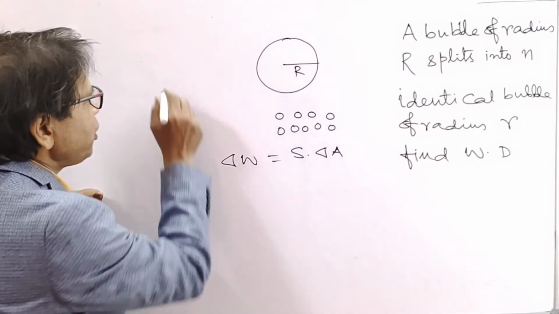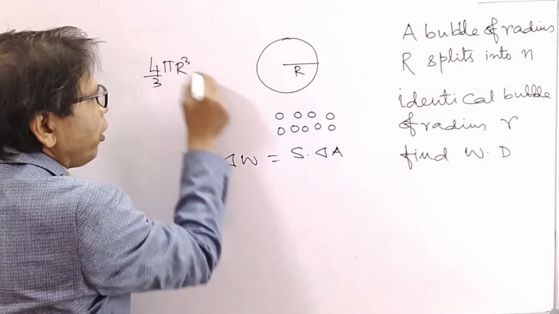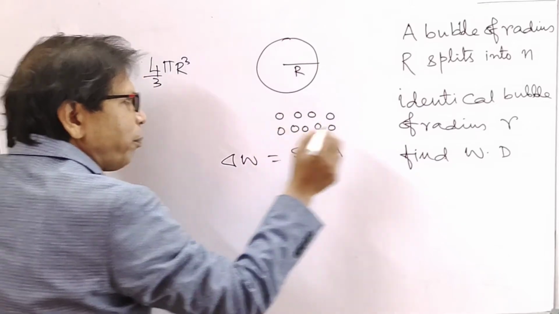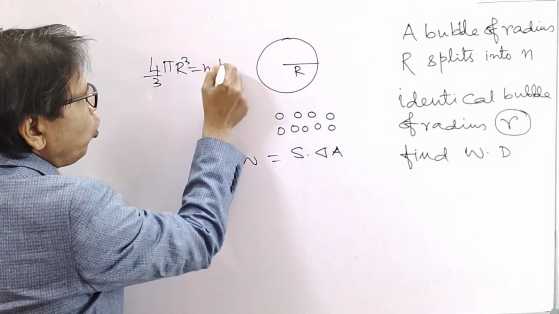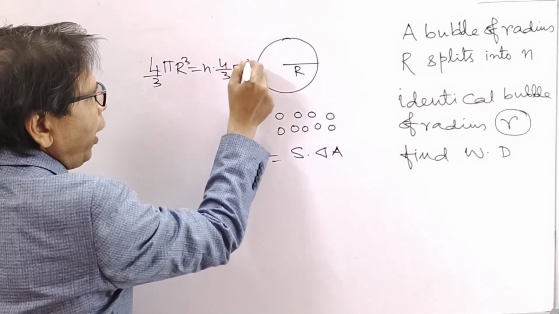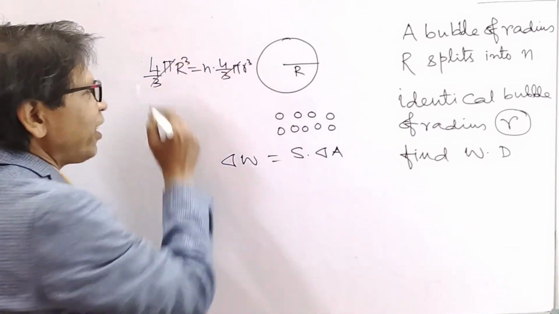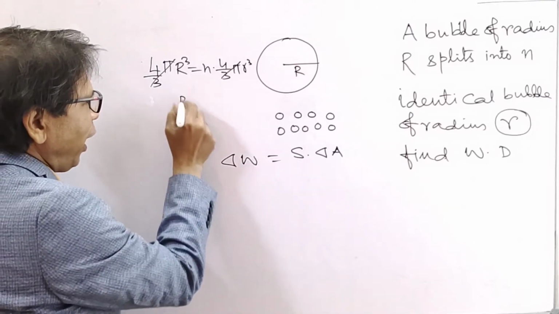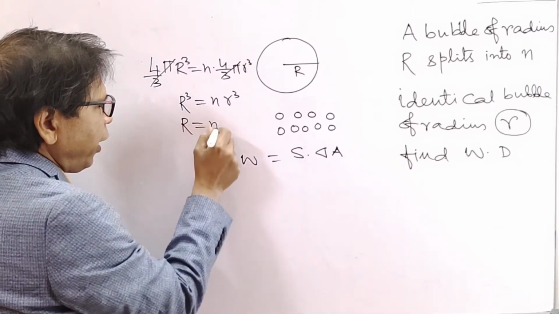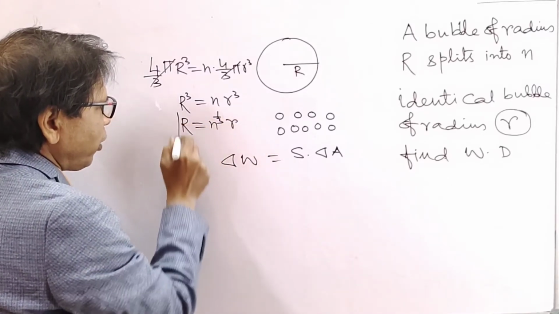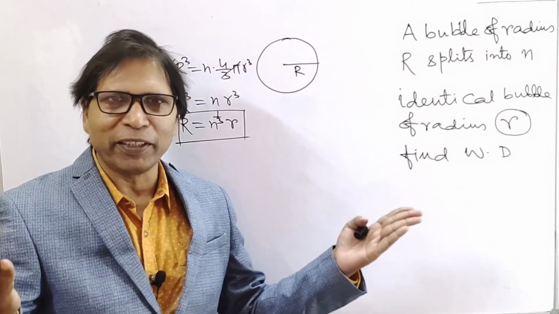Now what is the volume of this? Volume of this bubble is 4/3 pi capital R cube. Now volume of n number of identical bubbles, each of radius small r, is equal to n into 4/3 pi into small r cube. Okay, no problem. This and this cancel out. Therefore capital R cube is n into small r cube. Therefore capital R is n to the power 1/3 into small r.